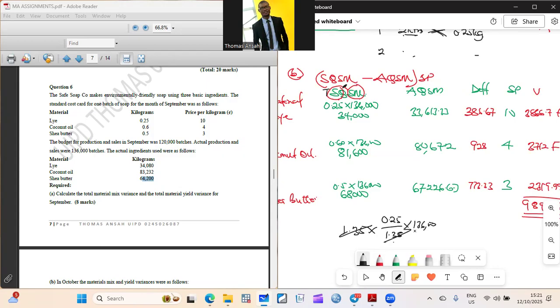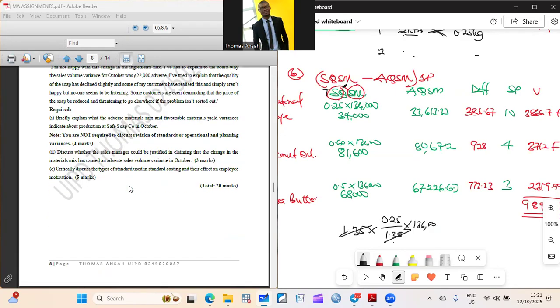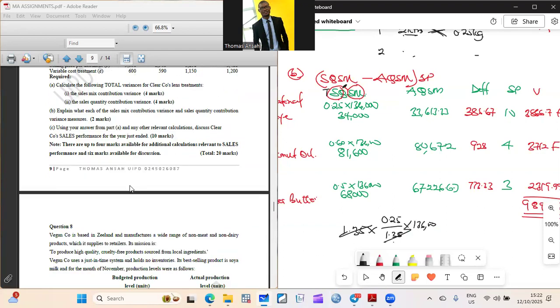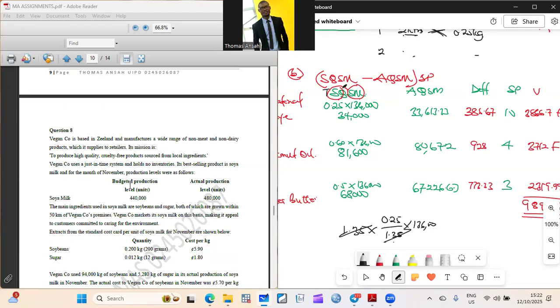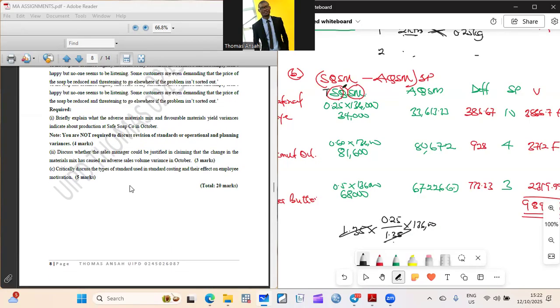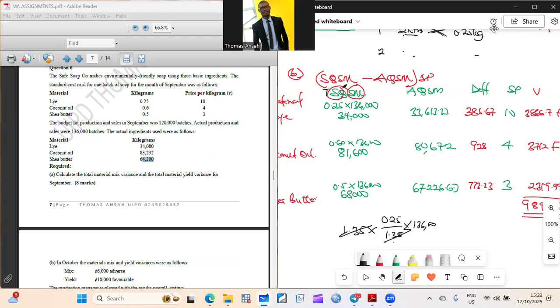All right. So that is how we go about this. So that means that if I give you any extra question that is demanding your ability to calculate material mix and stuff, you should be able to do it. It is a full exam question. All right. So that is that.